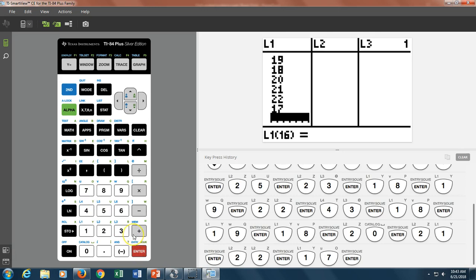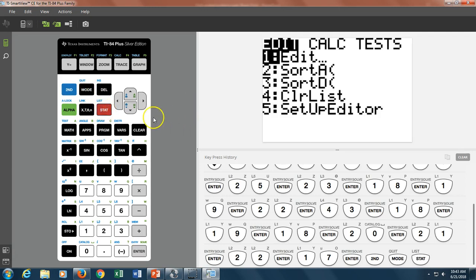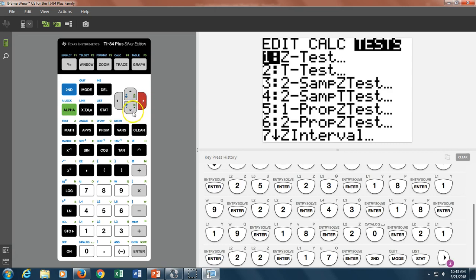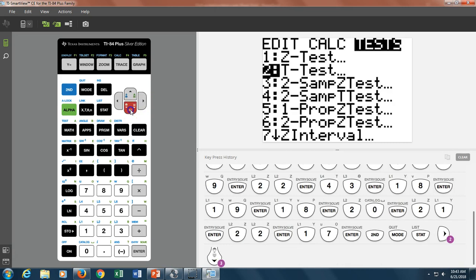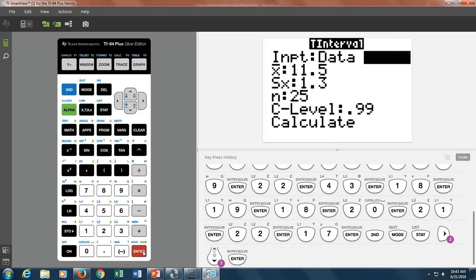That's what I wanted. So hopefully I didn't make any mistakes in entering. So let's quit this screen and let's go to stats. And as I told you, the confidence intervals are not under calc, but they're actually under tests. So we want to go down on our tests, and as I told you, we won't be doing a Z interval. We'll be doing the T interval, number 8, if you have the same model I have. And this time we're going to enter data rather than stats.